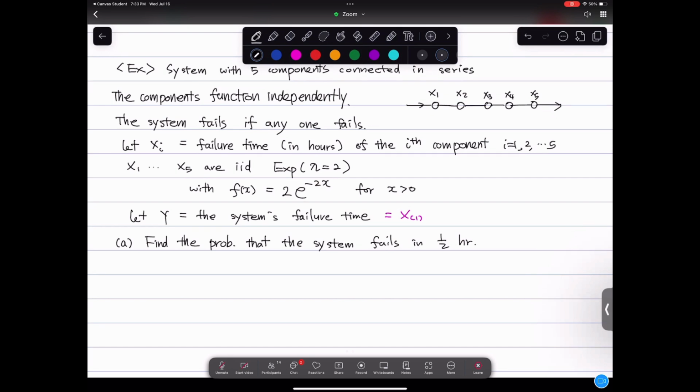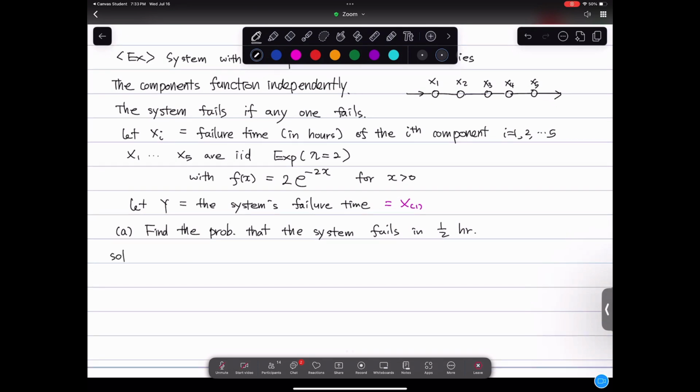Alrighty, so I want the probability that your system failure time is less than 1/2, so in 30 minutes the system fails. Alright, so then I want to go kind of opposite, and you'll know why I do it that way. So I want to go 1 minus the probability that Y is greater than 1/2.